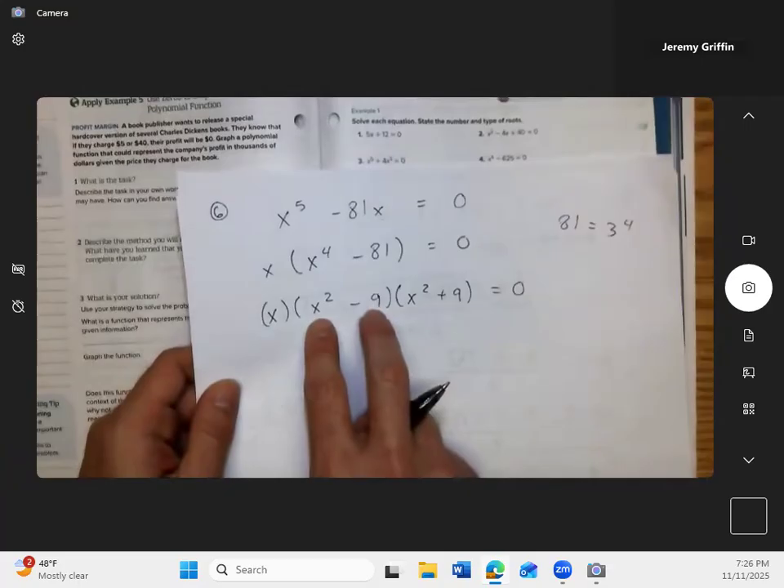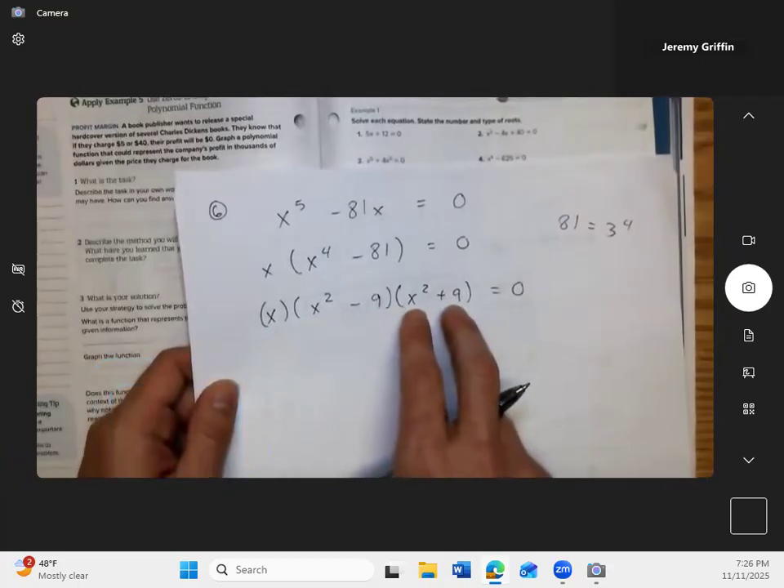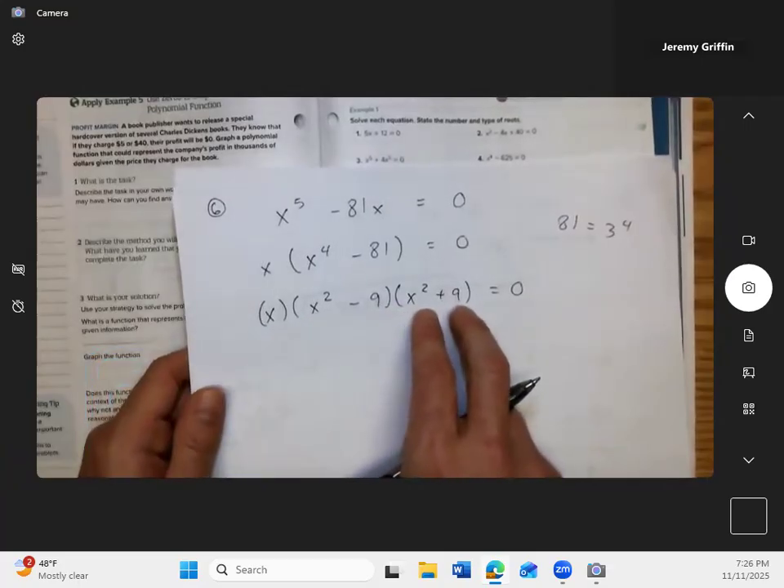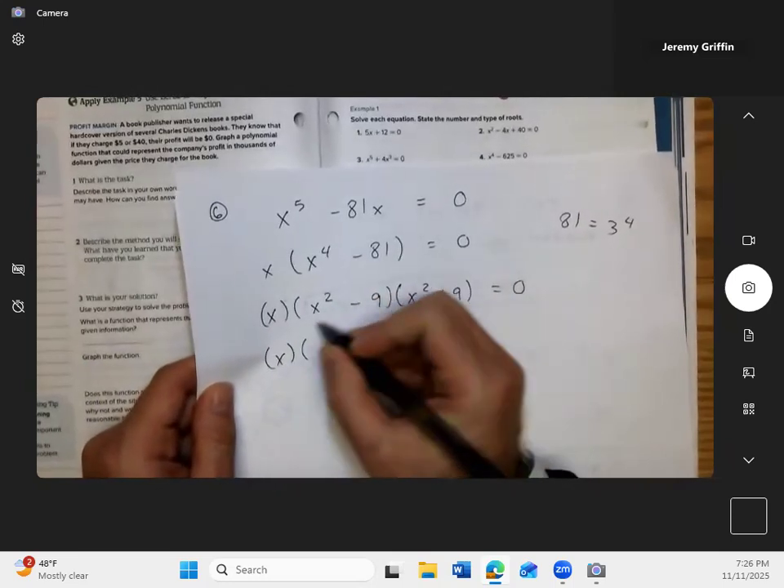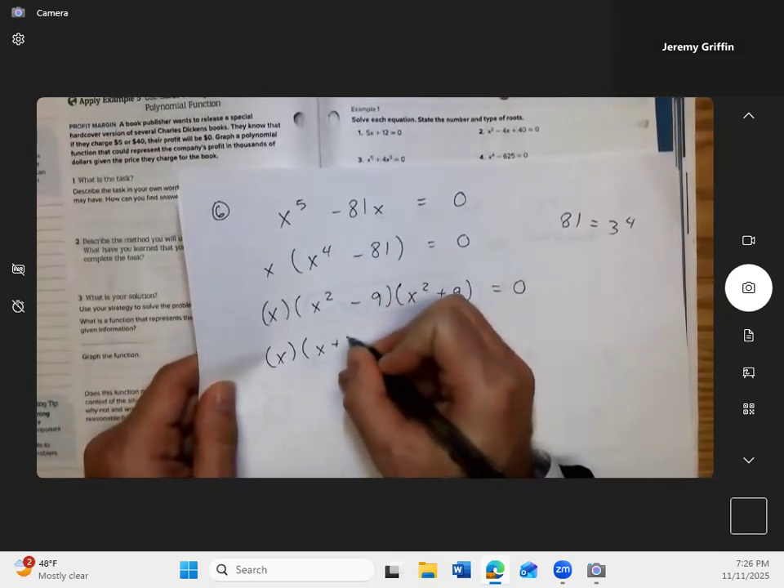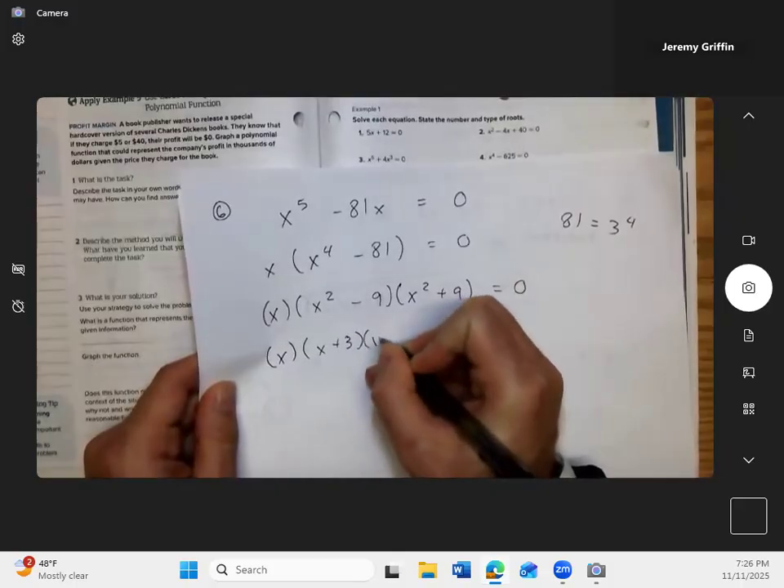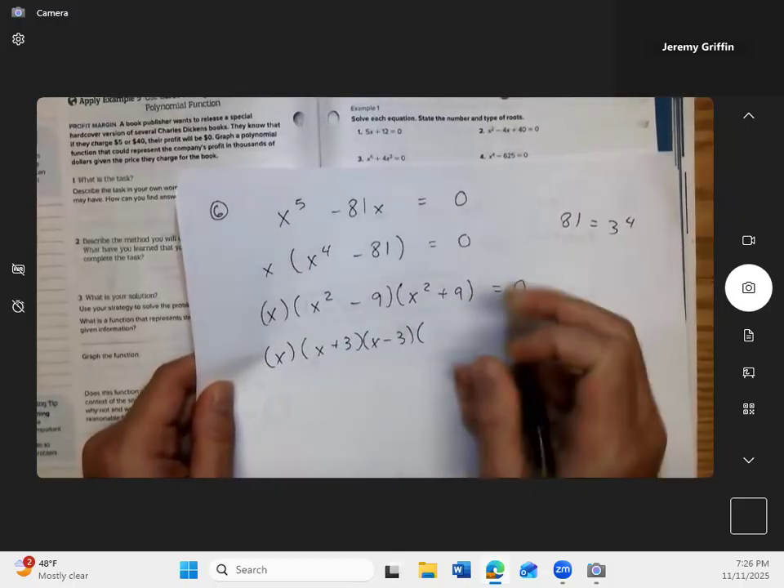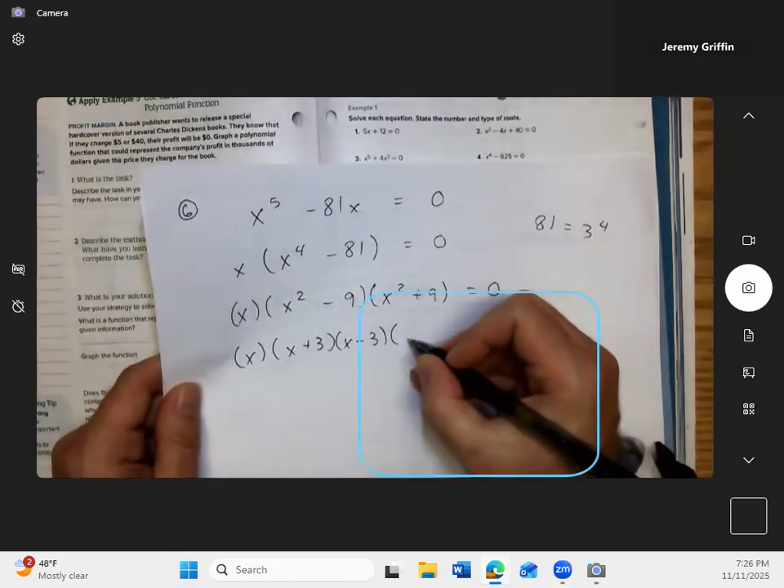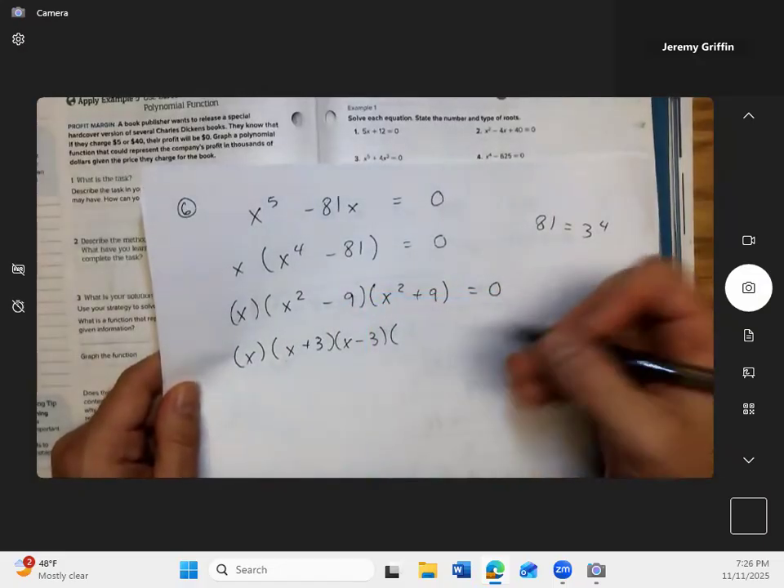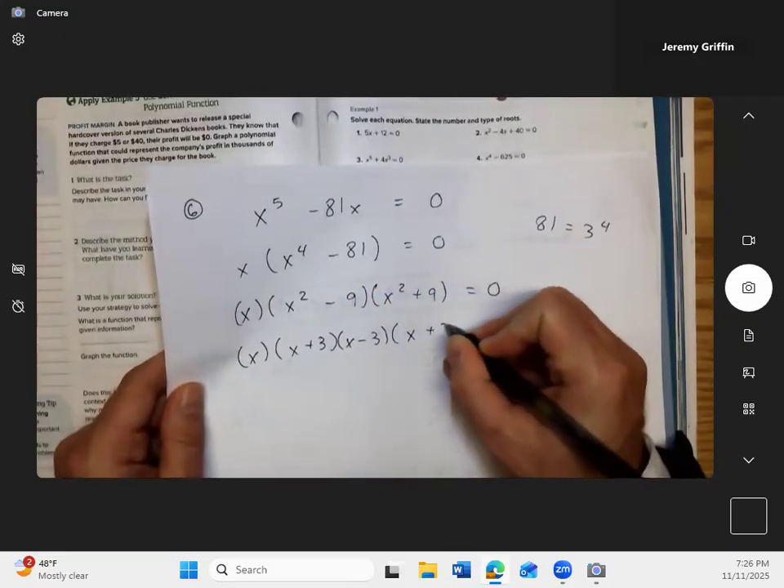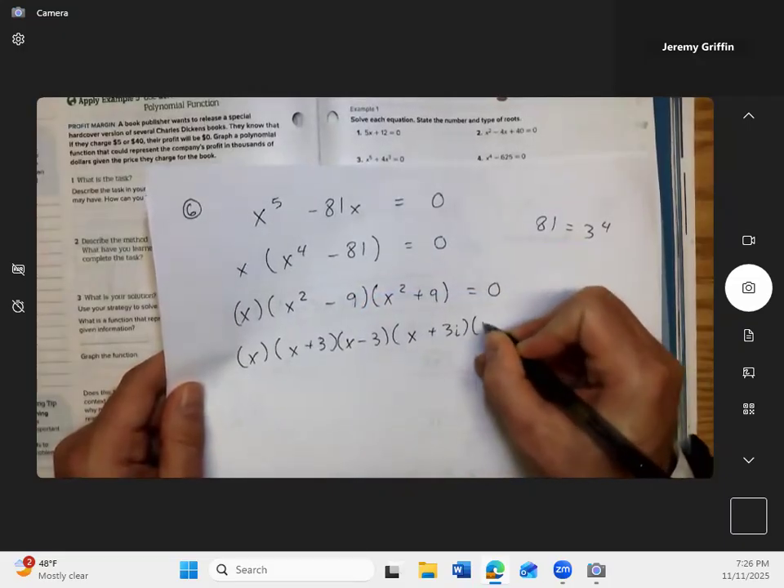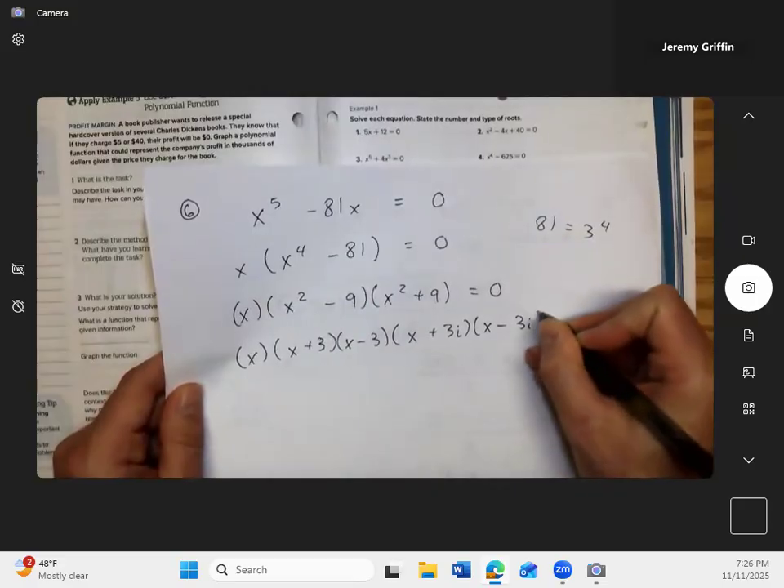And here I have a difference of squares. And here I have a sum of squares, which won't give me real zeros, but will give me imaginary zeros. Okay? So I got this x out here. x squared minus 9 breaks down into x plus 3, x minus 3. Now, x squared plus 9, be careful about this one. This does factor, but only in the imaginary world. So it'd be x plus 3i, x minus 3i.